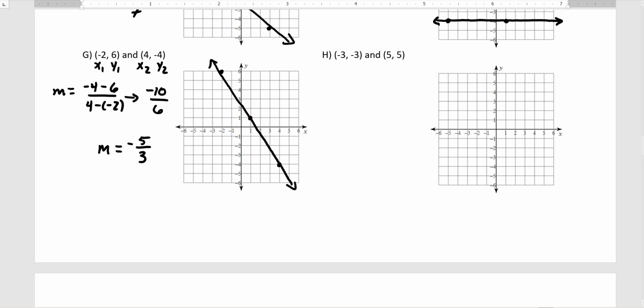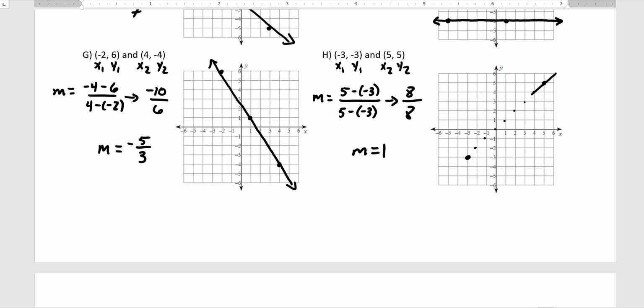All right, let's check how we did here for letter H. So we have x1, y1, x2, y2. So m would be 5 minus -3 over 5 minus -3. Now notice here, this will become 8 over 8, which of course is 1. So it should be up 1, right 1 to get from one of these points to the other. And if I look, (-3, -3) is here, (5, 5) is here. If I go up 1, right 1, all the way, that diagonal, sure enough, will go through both of those points. So go ahead and draw a line connecting these values.